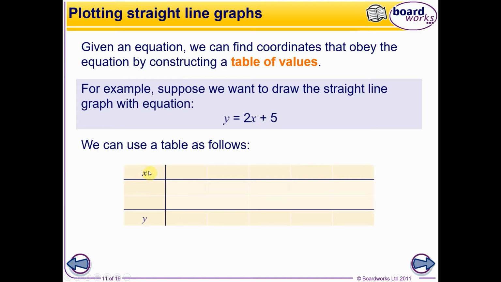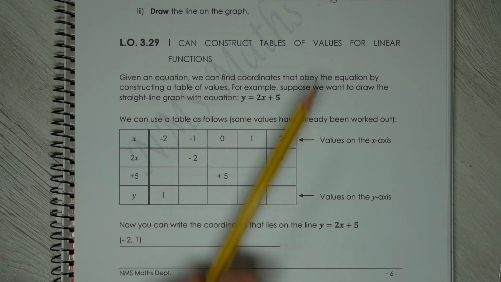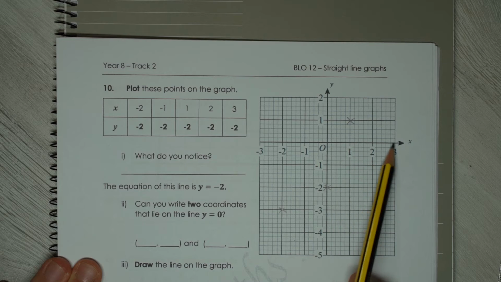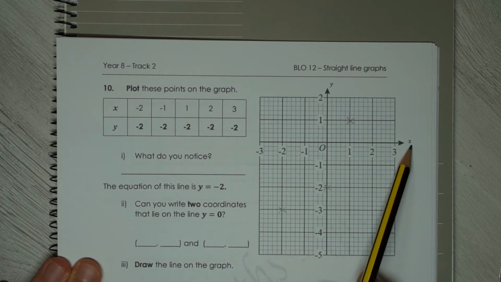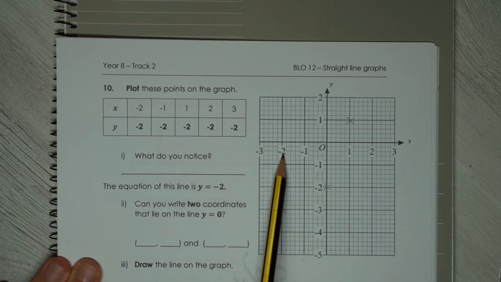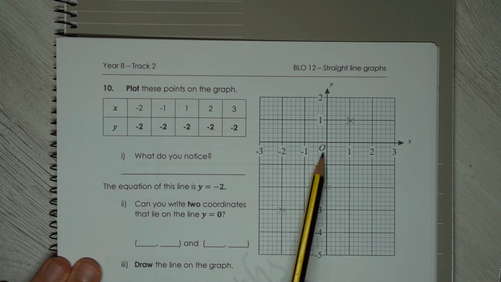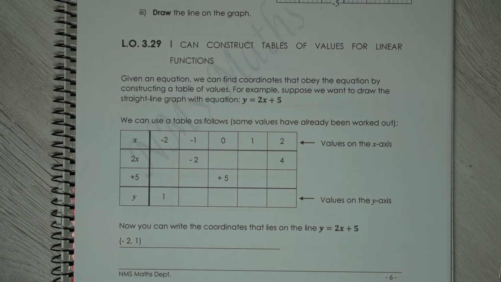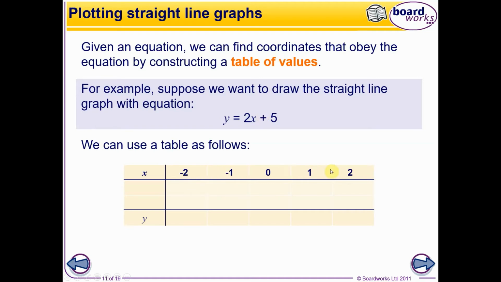So here we have x. Here I'm going to write values on the x-axis. So those values are values from the x-axis. Okay, so -2, this is -2, -1, 0, 1, 2. So these values are the values on the x-axis.